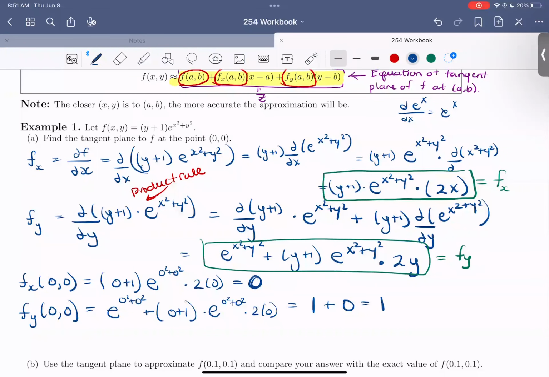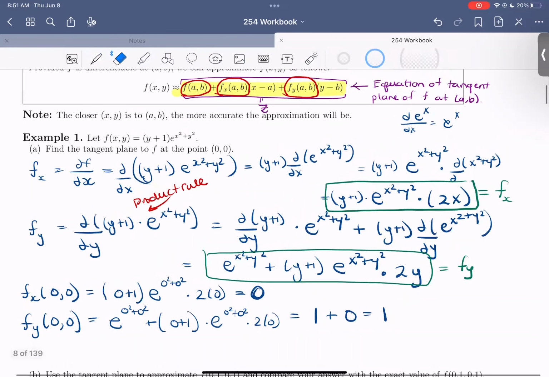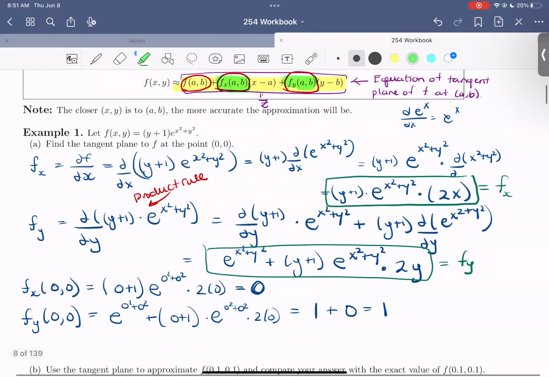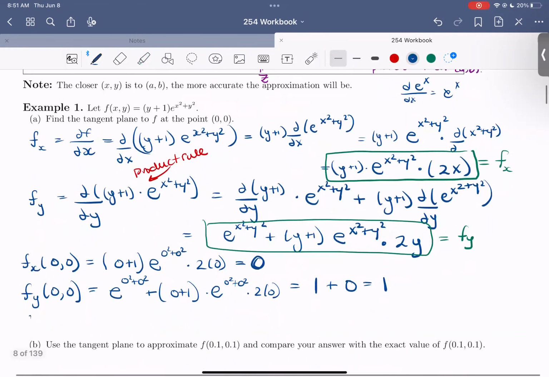So now the final component that we need, looking back at our equation here, we found these f sub x of 0, 0 and f sub y of 0, 0. We just need f of a, b. So again, our a, b is 0, 0. So we just need f evaluated at 0, 0.